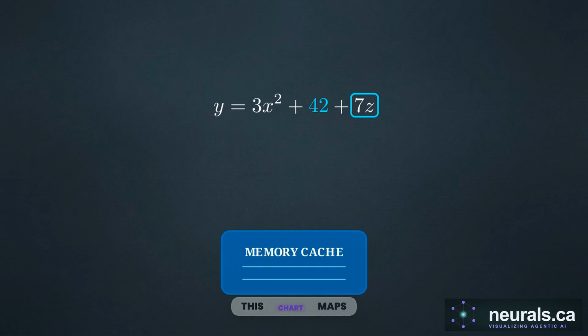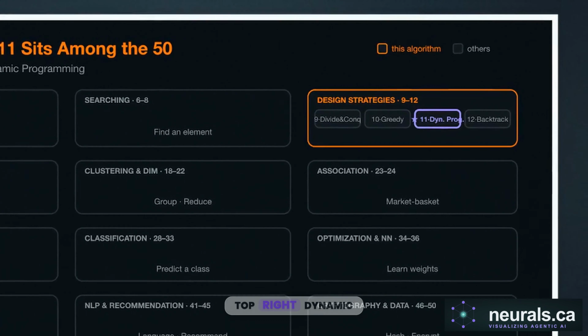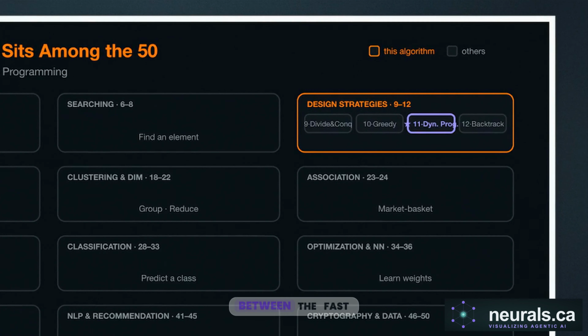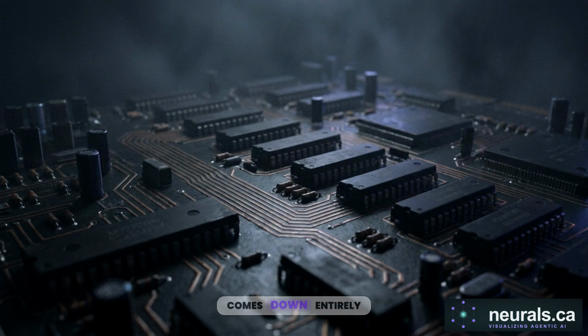memory. This chart maps out where this strategy fits into the wider landscape of algorithmic design. Looking at the top right, dynamic programming sits right between the fast local choices of greedy algorithms and the exhaustive search patterns of backtracking. The gap between a quick, risky guess and a provably perfect strategy comes down entirely to how an algorithm manages its memory.